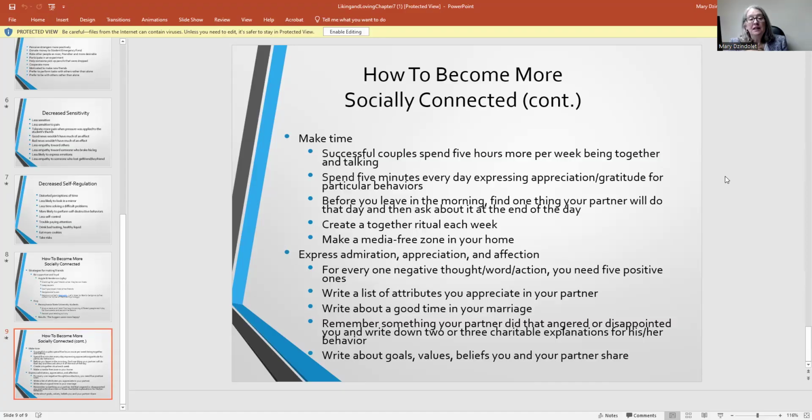Spending 5 minutes every day expressing appreciation or gratitude for particular behaviors can really lead to higher levels of happiness and more social connectedness. And so here's some other things you can do: expressing admiration, appreciation, and affection. And I guess, is that the last slide? Yes, it is. So you can read through these things. Okay, that is all I'm going to talk about.